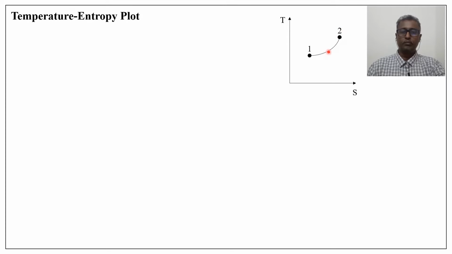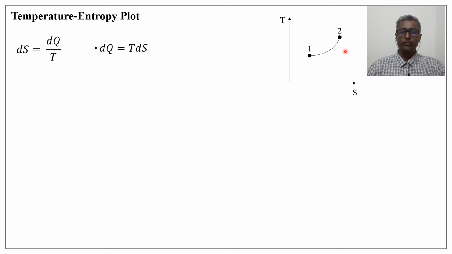When the path followed by the change of state is completely defined, then we can say the system has undergone a process. So 1 to 2 is a process. Suppose we want to calculate the heat transferred during the process 1 to 2, then we make use of the relation dS is equal to dQ divided by T. This relation can be rewritten as dQ is equal to TdS.